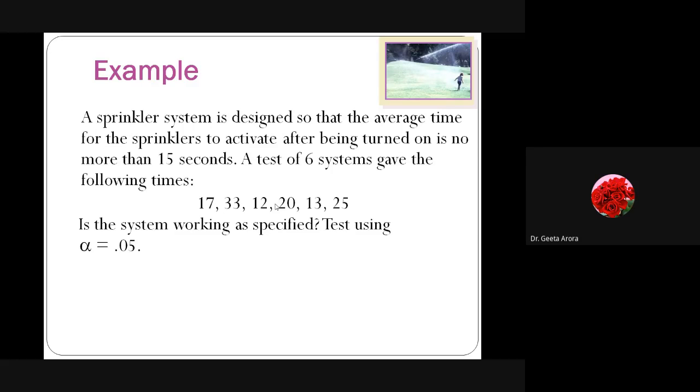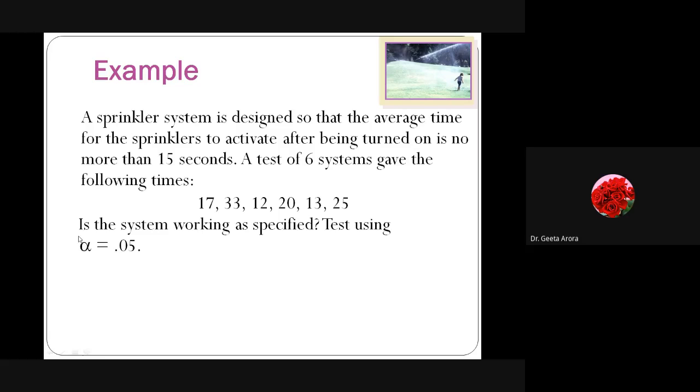Here we are talking about a sprinkler system that is designed so that the average time for the sprinkler to activate after being turned on is no more than 15 seconds. I think you are aware that in big parks, sprinklers are used to sprinkle drops of water, and it is visible in the picture also. So the system is designed so that on average, in 15 seconds it starts after being turned on. The test of 6 systems gave the following times, which are the times taken by the sprinkler to start after being turned on.